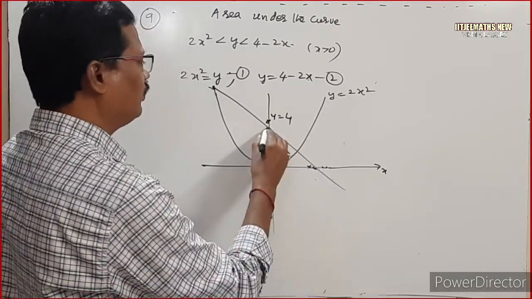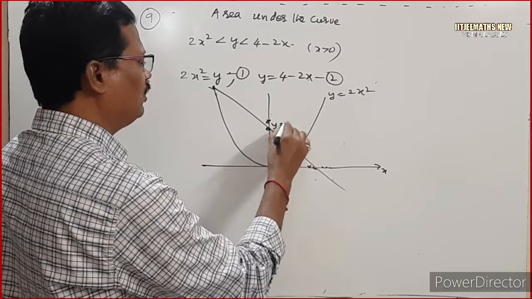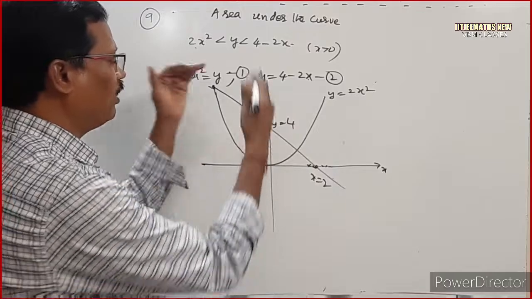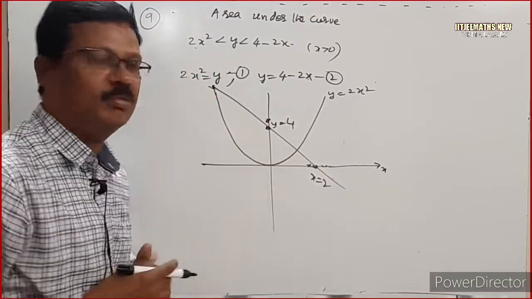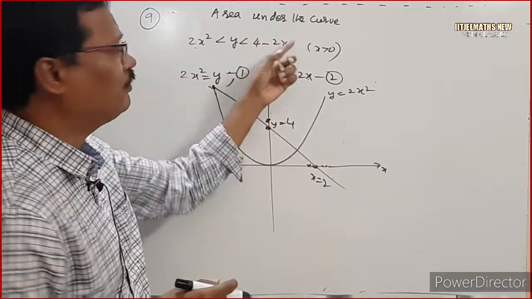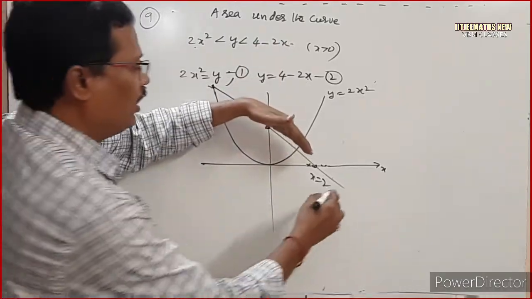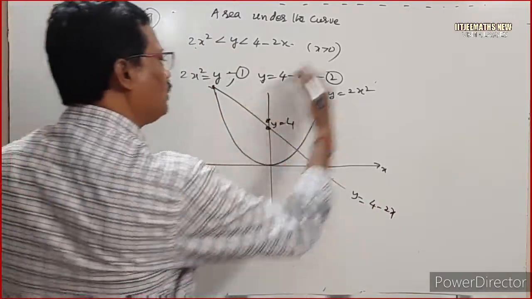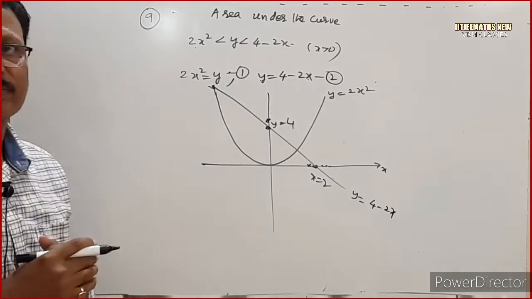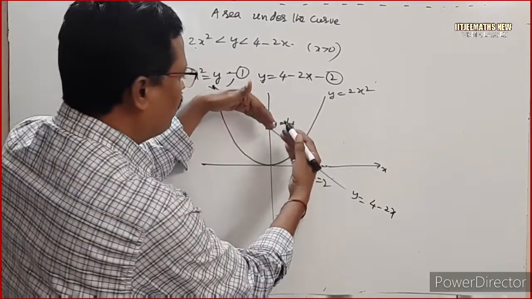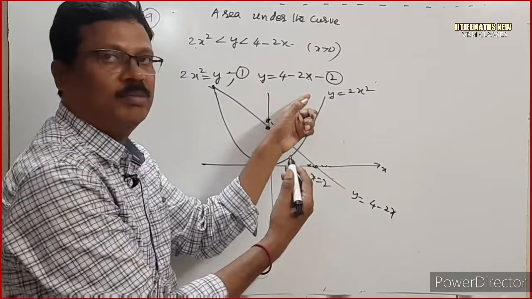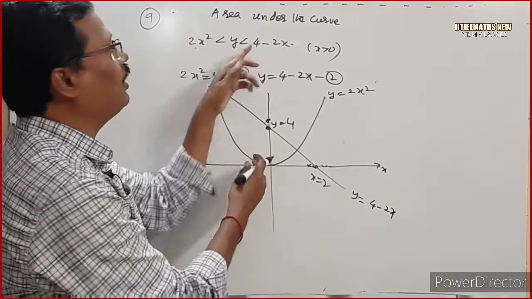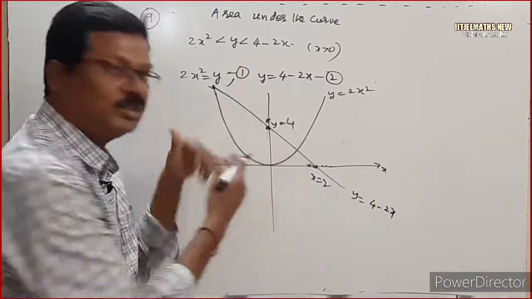Okay, here y is equal to 4, here x is equal to 2. 2x square less than y, that is inside the parabola. What about this one, y less than 4 minus 2x? It means whether above the straight line or below the straight line. Suppose above the straight line, take any point above, it must be satisfied. Suppose below the straight line, any point is satisfied, therefore area below the straight line.